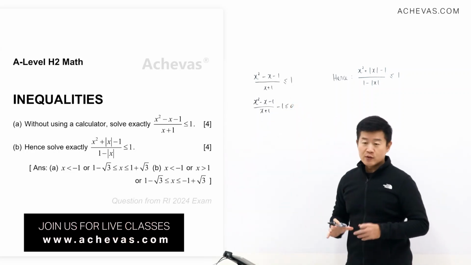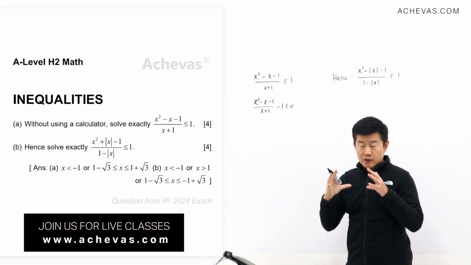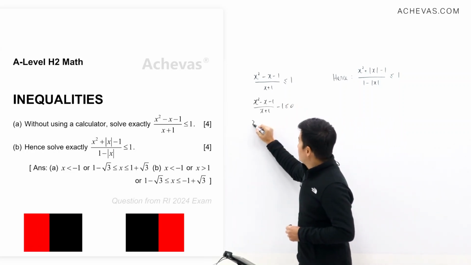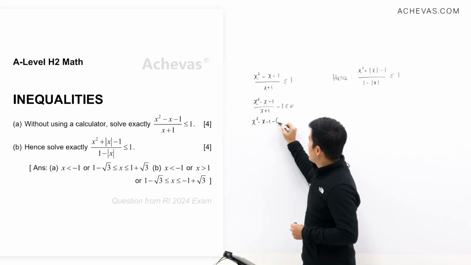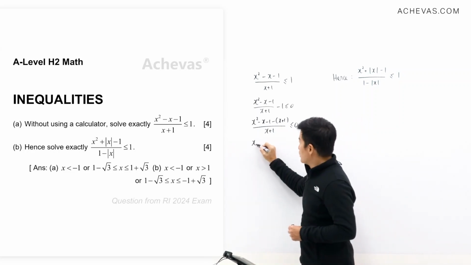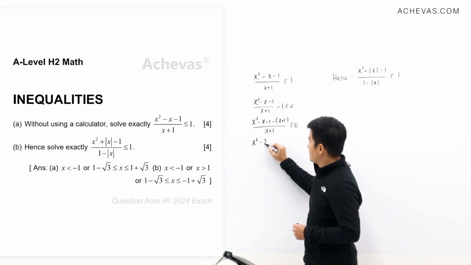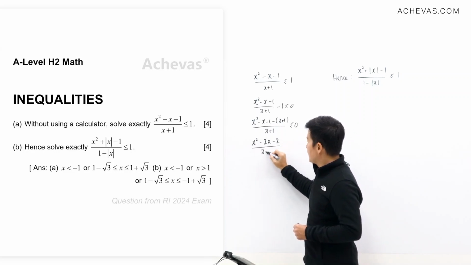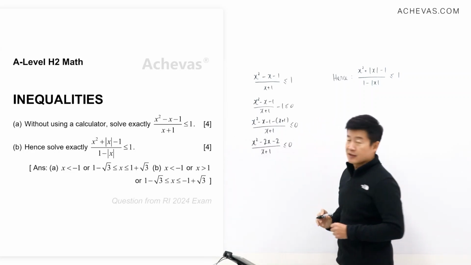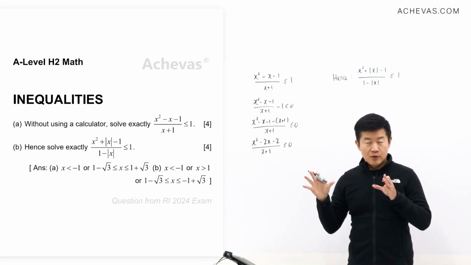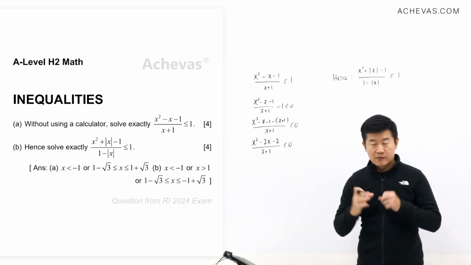And for the non-zero side, we are going to consolidate and try to factorize them into multiples of linear expressions. So here, (x squared minus x minus 1 minus x plus 1) divided by (x plus 1) is less than or equal to 0. So we have (x squared minus 2x minus 1 minus 2) divided by (x plus 1), less than or equal to 0. The denominator is already a linear expression, so for the numerator, which is currently quadratic, let's try to factorize it.